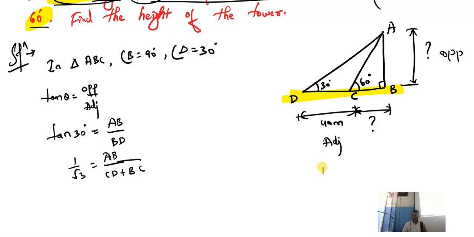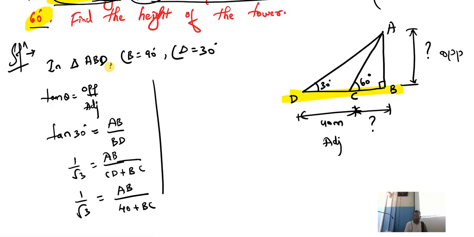Sorry. The triangle name is ABD, not ABC. In triangle ABD, acute angle is 30 degree. Angle D is 30. Now, substitute the values which all you know. 1 by root 3 as it is. We don't know AB. Keep it as it is. We know CD is 40 meters. We don't know BC. Keep it as it is. Now we can cross multiply. 40 plus BC into 1 is 40 plus BC is equals to AB. Let me keep root 3 as it is.